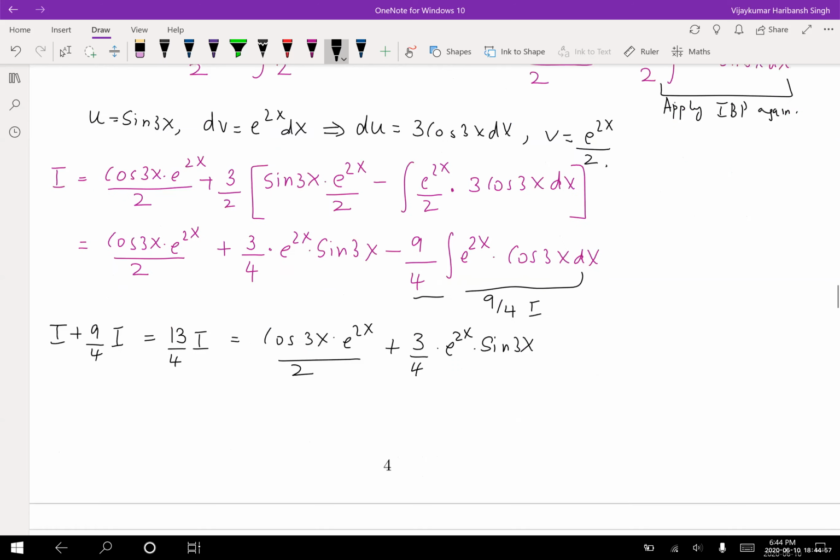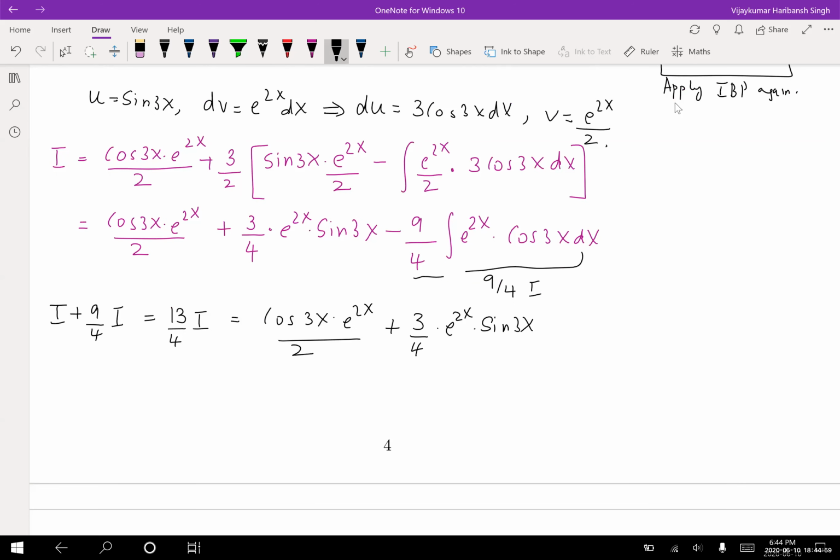Now divide both sides by 13 by 4. So I is dividing, so this would be same as multiplying by 4 by 13 times cos of 3x e to the power 2x by 2 plus 3 by 4 e to the power 2x sine 3x. And this is the answer.